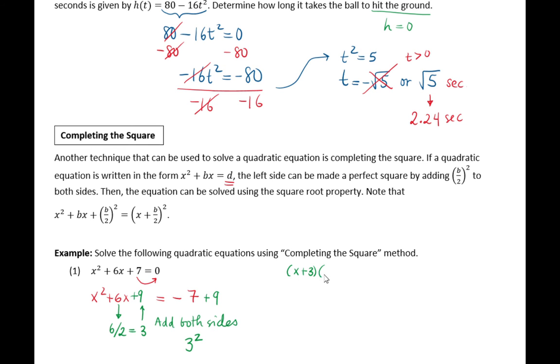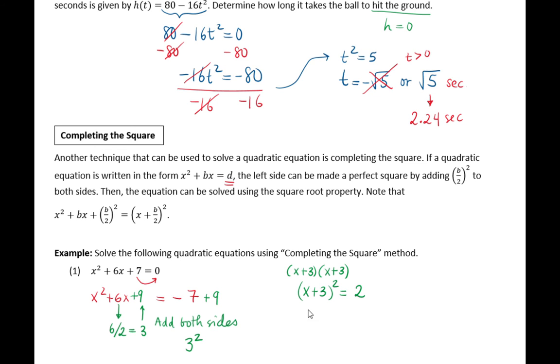You can check it. If you FOIL, you will really get that one: x squared, 3x, 3x, 6x plus 9. And the right side, this one becomes x plus 3 squared, and the right side becomes 2. See, this is the way you completed the left side to a square.